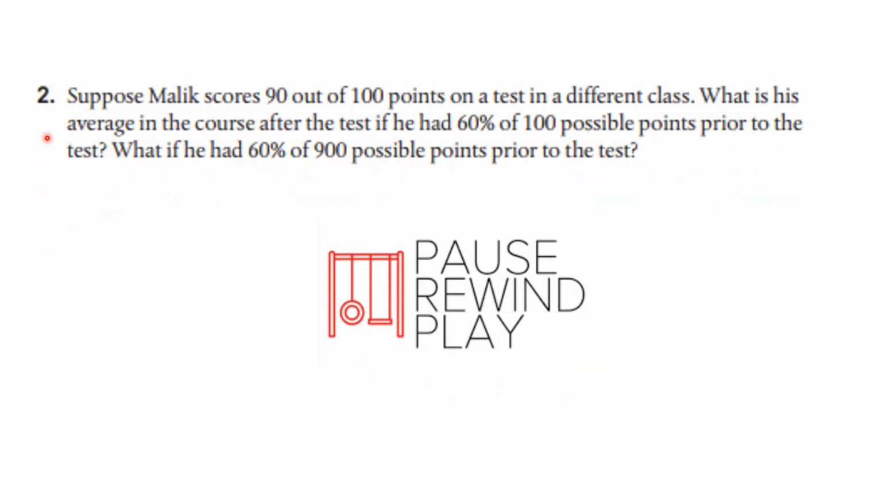Let's look at another example. Suppose Malik scores 90 out of 100 points on a test in a different class. What's his average in the course after that test if he had 60% of 100 possible points prior to that test? And then there's a second question. What if he had 60% of 900 possible points prior to that test? Please pause the video and work the problem. Let's see how you did.